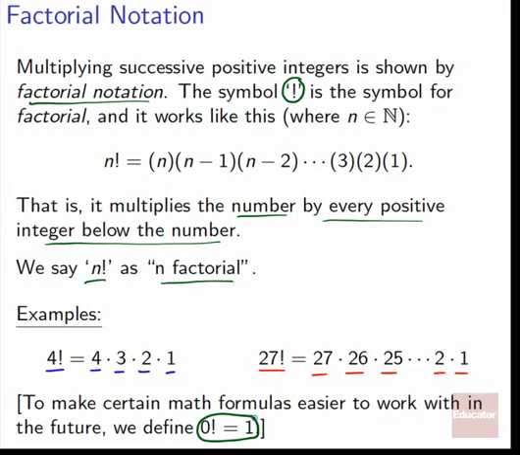Everything else, though, works like we'd expect. 1 factorial is just 1 times itself, so 1, 2 factorial, 2 times 1, 3 factorial, 3 times 2 times 1, and going up forever. But 0 factorial is this special thing where we just say it's equal to 1. Just have to remember that.